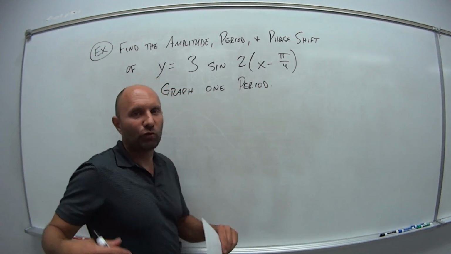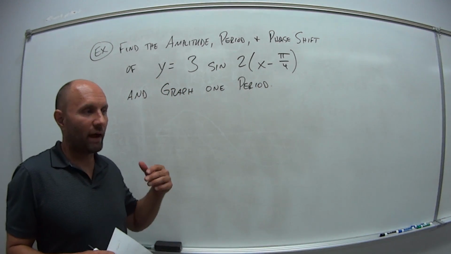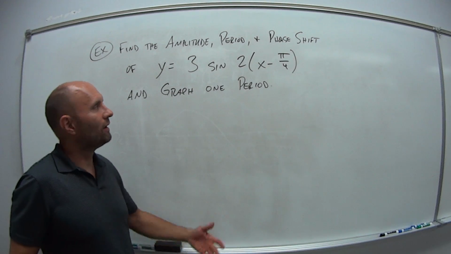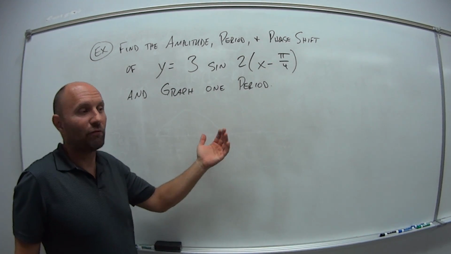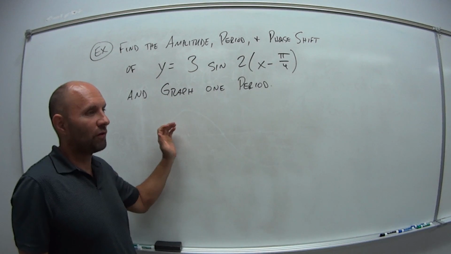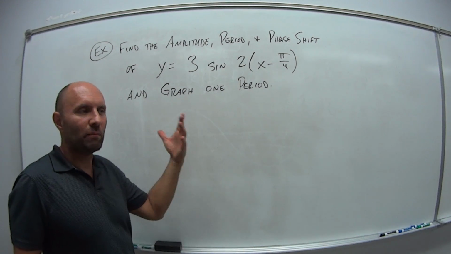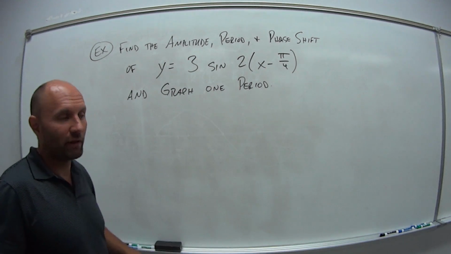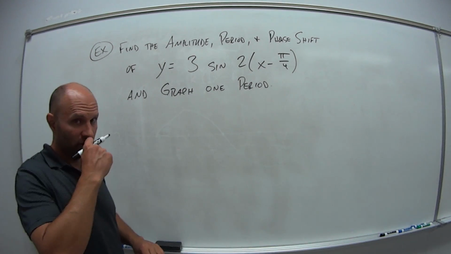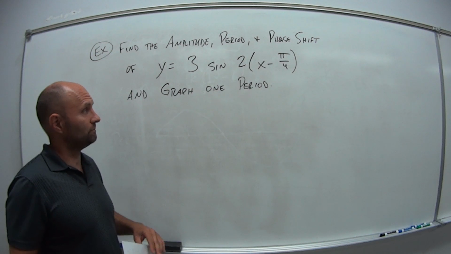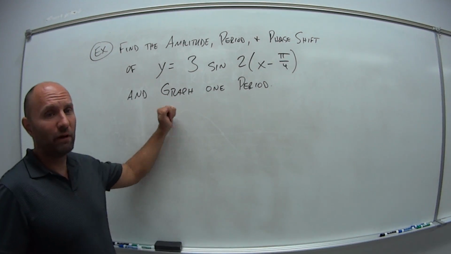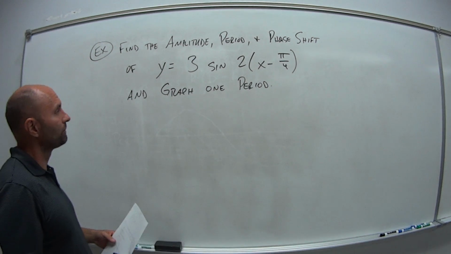You notice it says graph 1 period. It doesn't say graph 2 or 3 or 4. I'll see a lot of people, quite frankly, wasting time on exams by drawing a bunch of periods. You only need to give one period. Make sure you're only giving what's asked for. On the exams, you don't have a lot of time to spare. So if it only wants one period, just give one period.